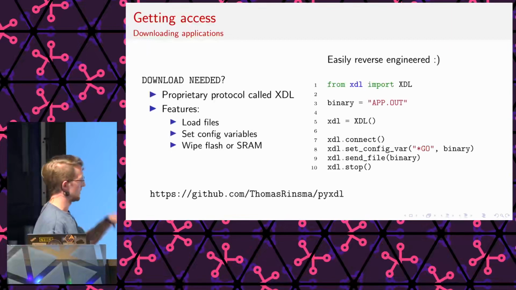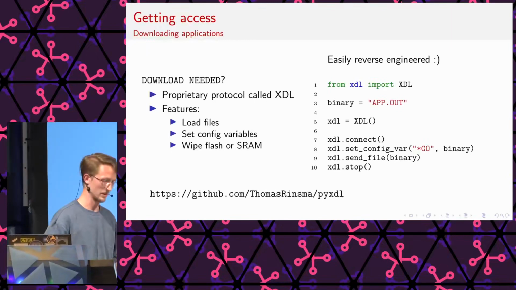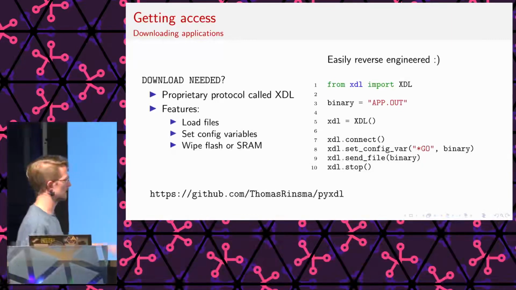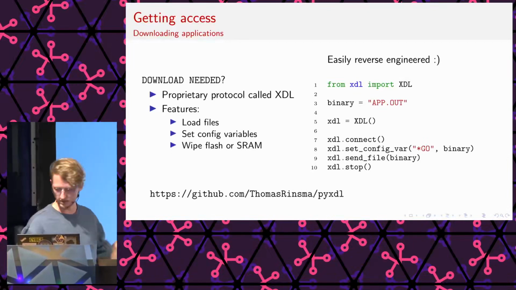So yeah, I basically made a Python wrapper or library for this to easily do this, as I kind of needed this for the main attack we'll see later. But this is just some code that sets this go variable and then also uploads the file. And it's on GitHub. I will also link it later in the end.